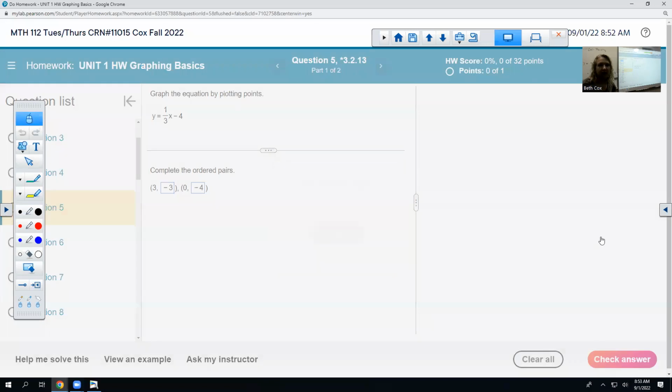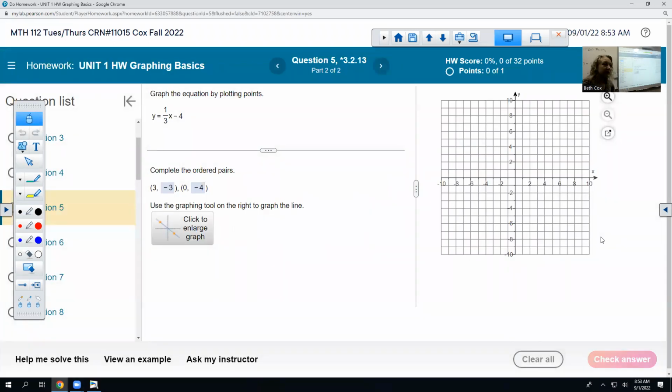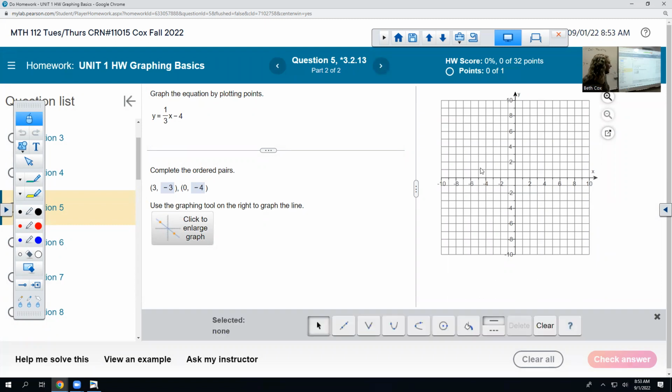Good job. Now, this is why you have to know what shape it is. You have to know what shape it is, because when you go to graph it, you click on here and it gives you all these shapes down here at the bottom, and you have to know which one it is before you click on it. Just tell the MyLab to graph. I have to know this is a line.